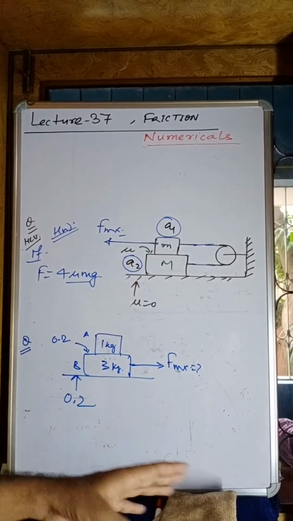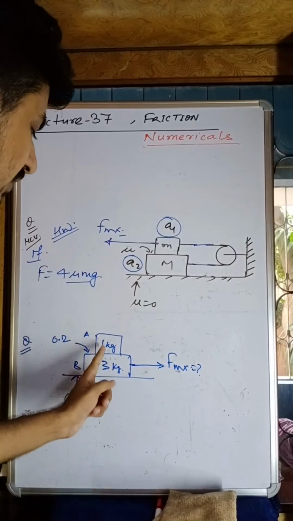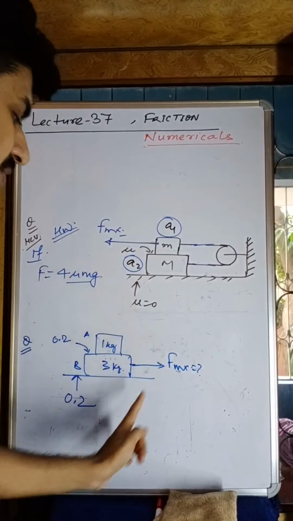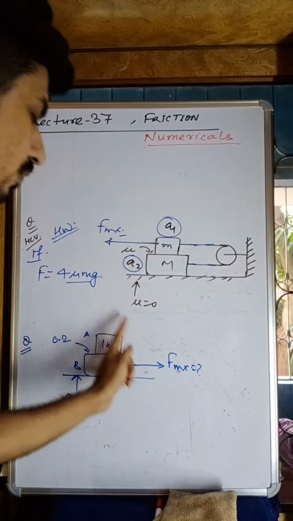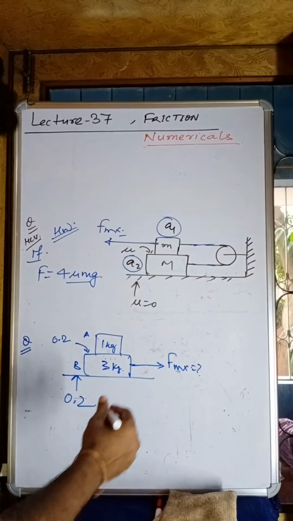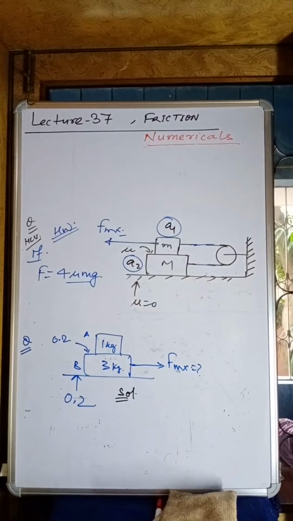Remember, this is not the condition that the whole system should be in equilibrium. The condition is that A should not move over B, but the entire system moves with common acceleration. I hope you understand this question. Okay, so let me find the answer. If you can solve it, my dear students, try to solve this question.